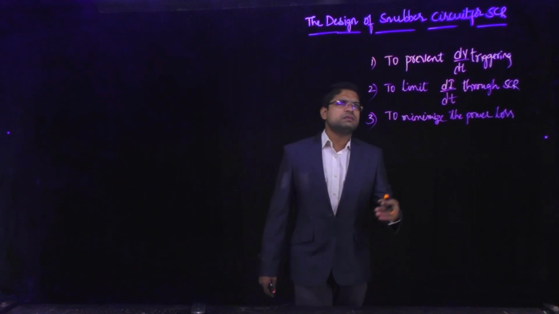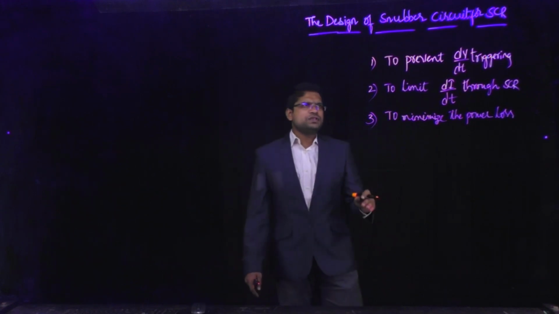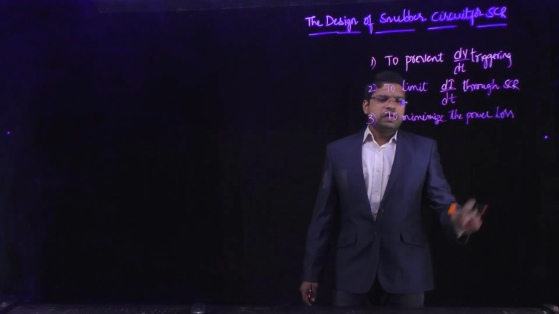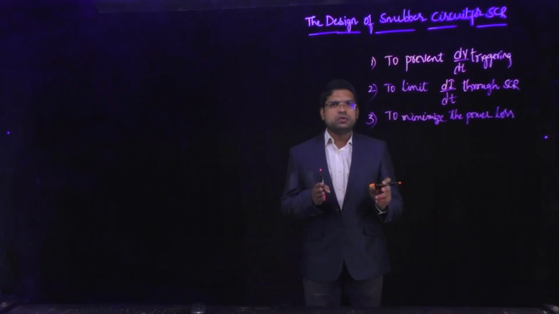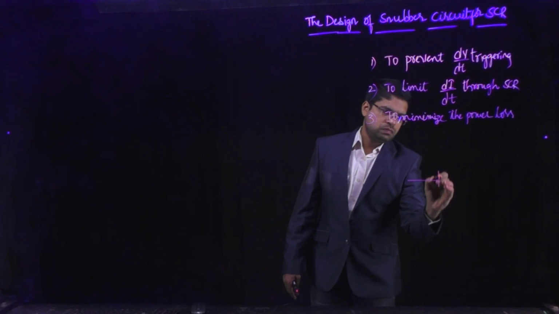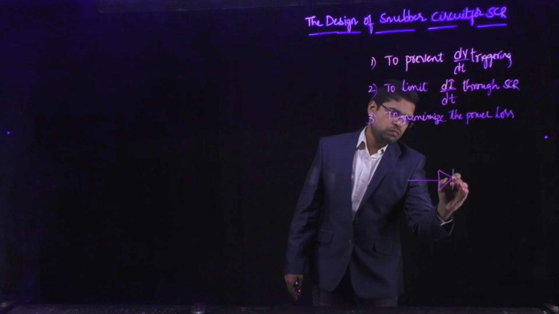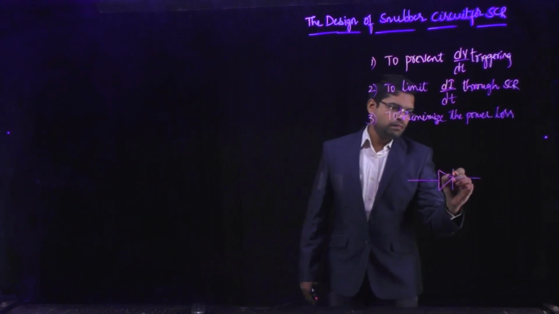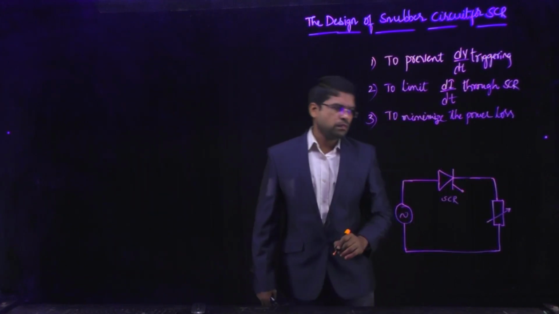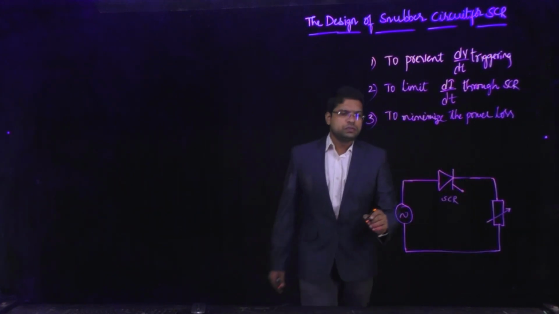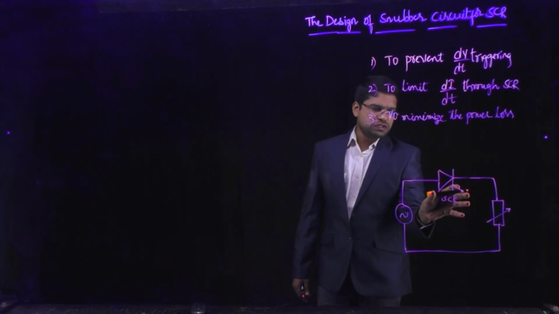Now let us see step by step, right? First of all, dV by dt triggering. In order to understand these three, I would like to draw a simple circuit in which we have SCR, load and a source. Okay, so this is a simple circuit in which a load is controlled by a controlled switch called an SCR.